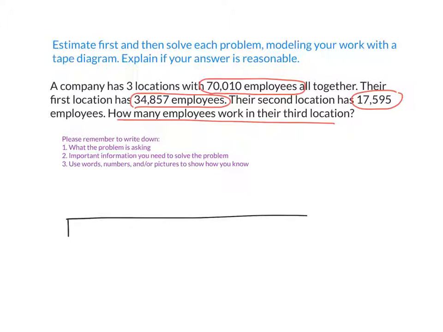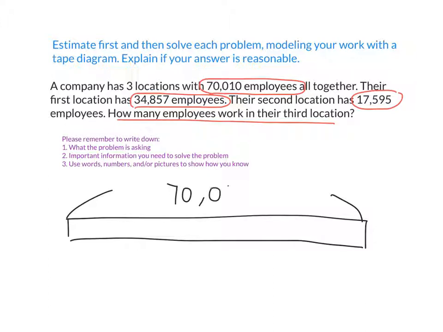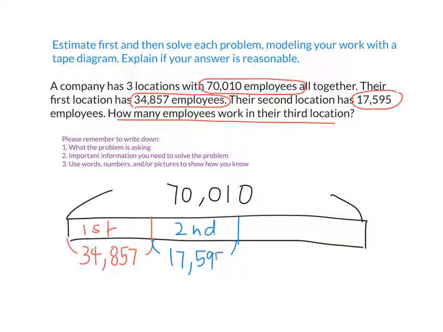Okay, now that we know what the question is asking and the important information, let's draw a tape diagram. How many employees are there all together in this company? Altogether, there are 70,010 employees. In the first location, there are 34,857. In the second location, there are 17,595. Does that mean that all the rest of them work at the third location? What do you guys think? Yes. Okay, so there's our tape diagram.